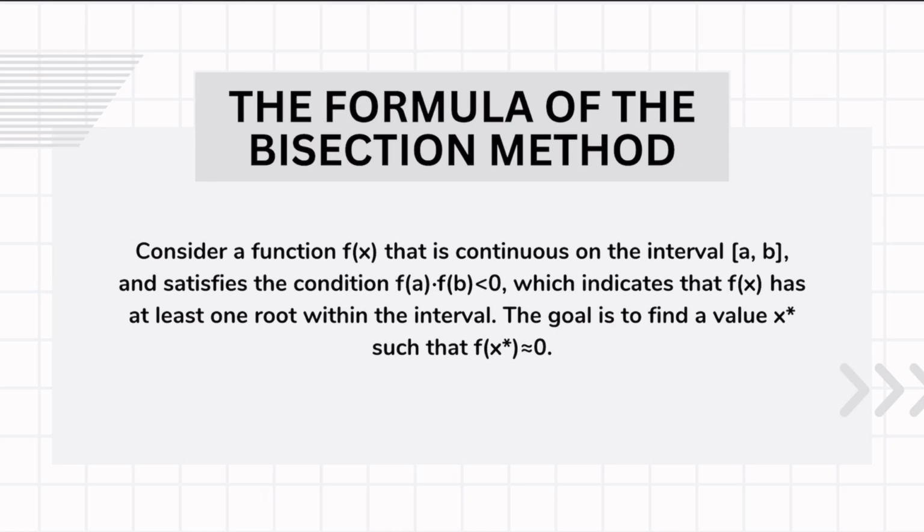The bisection method applies to a function f(x) that is continuous on the interval [a, b] and satisfies the condition f(a) multiplied by f(b) is less than 0. This condition ensures that there is at least one root within the interval, and our goal is to find a value x such that f(x) approximates 0. Essentially, we are narrowing down the interval until the root is found within the desired precision.